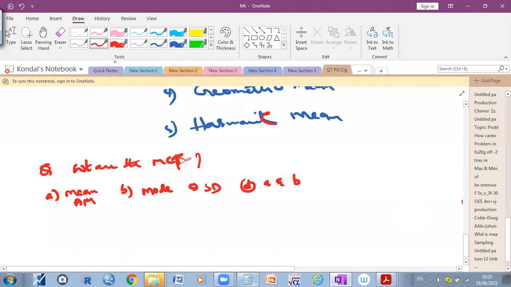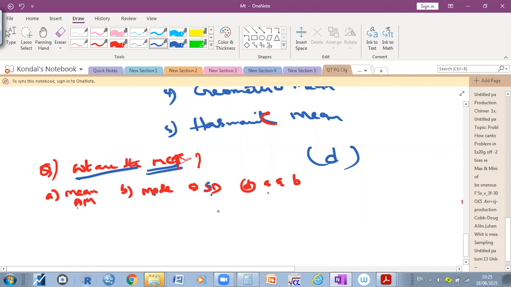Have you understood the question? What are the measures of central tendencies? Mean, mode, standard deviation, and A and B. A and B are nothing but arithmetic mean and mode. What is the right answer? Standard deviation, yes. Option D, A and B, is the right answer.